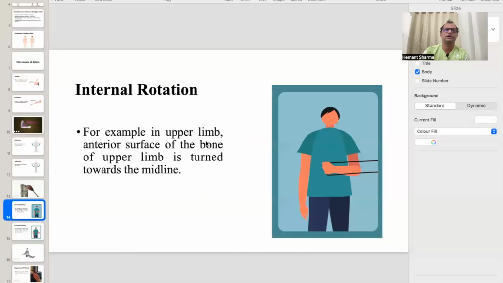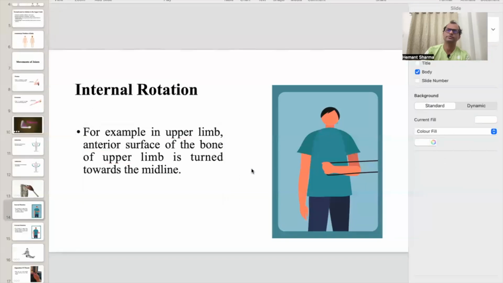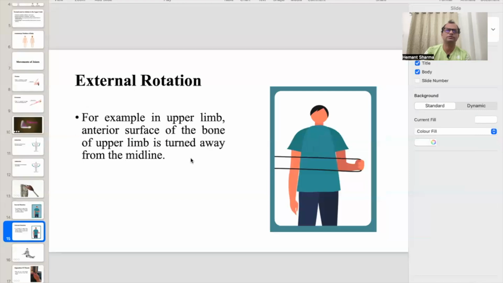So here the internal rotation means what is written, when the upper limb is turned toward the midline, right? Toward the midline. And that is called internal rotation. And when it's turned away from the midline, that is called external rotation.